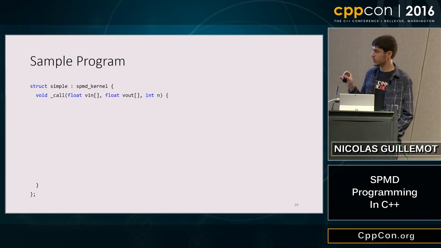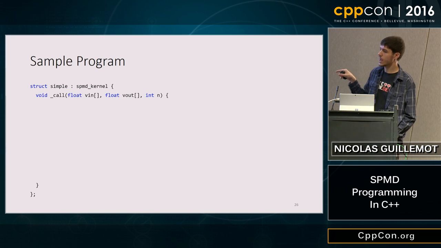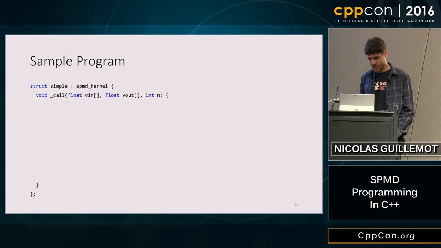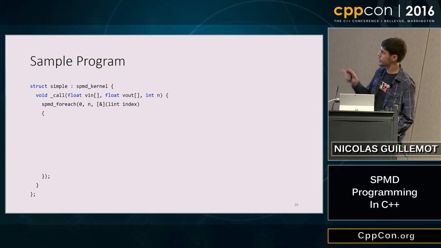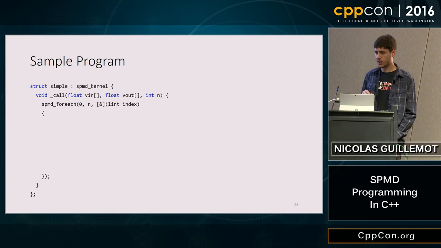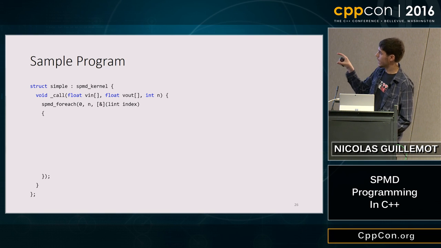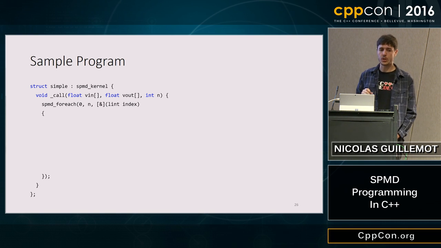Now, the body of the function can have any return type you want, and it can take any arguments you want. But the convention is just that it has to be called underscore call. And again, I promise there's a good reason for this. Well, a good reason for now. This is going to be very similar to the simple program that I showed earlier with ISPC. So we're going to do a for each loop. And you can see I've implemented my own SPMD for each, passing in the upper bound and lower bound, and it'll just loop through that. At every iteration, it'll call the lambda that corresponds to one iteration of this for each loop.